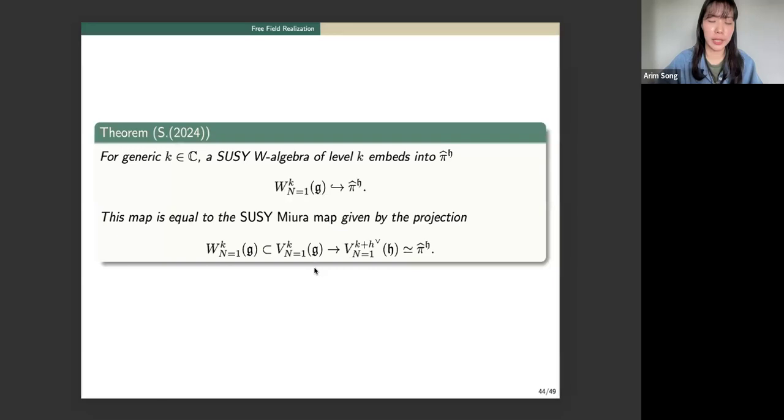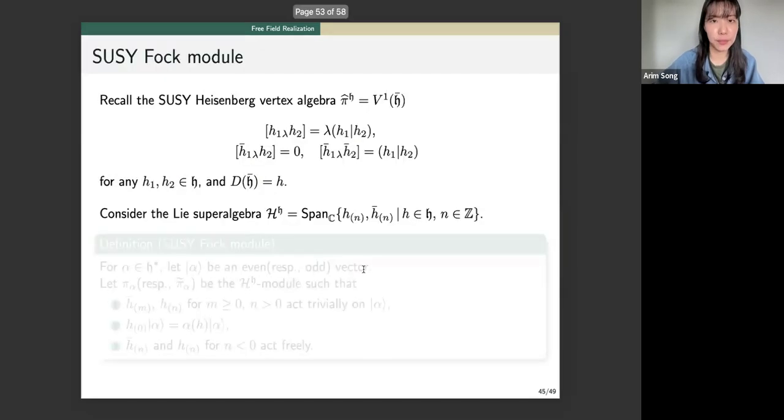And also this realization could also be given as a kernel of screening operators, but to explain what the screening operators are, I'll explain to you about the supersymmetric Fock modules of supersymmetric Heisenberg algebras. So recall that the supersymmetric Heisenberg vertex algebra had these lambda bracket relations.